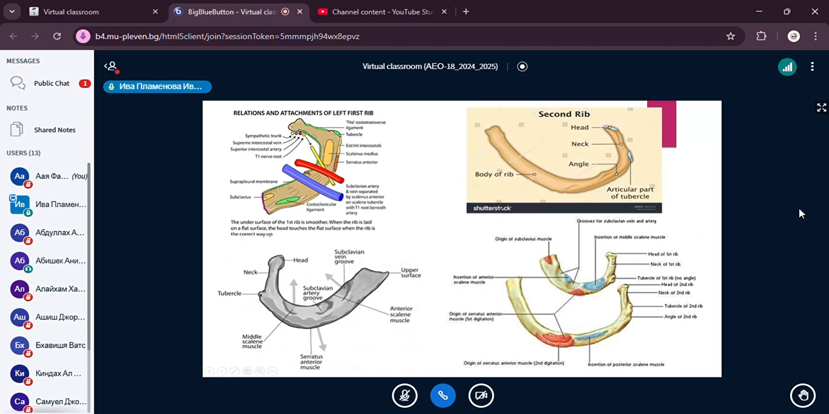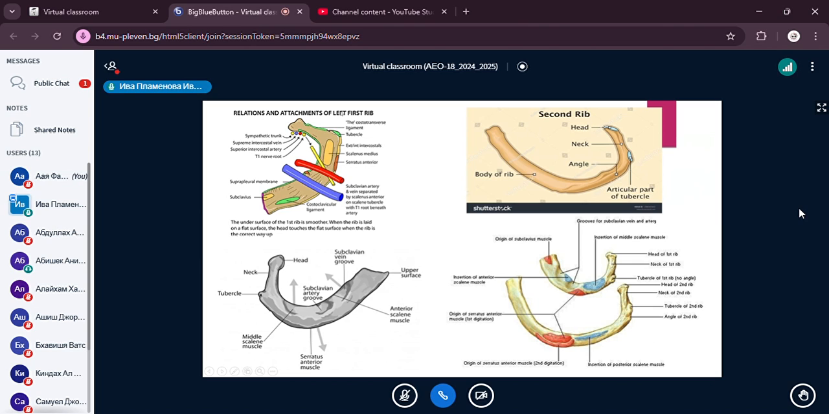That's the head, the neck, the rib tubercle without angle. That's the body with upper and lower surface. The lower surface is smooth. On the upper surface, we can find two grooves: sulcus arteriae subclaviae, sulcus venae subclaviae, separated by this tubercle. The second rib is bigger. We have the costal angle here and some places for the insertions and origins of the muscles.